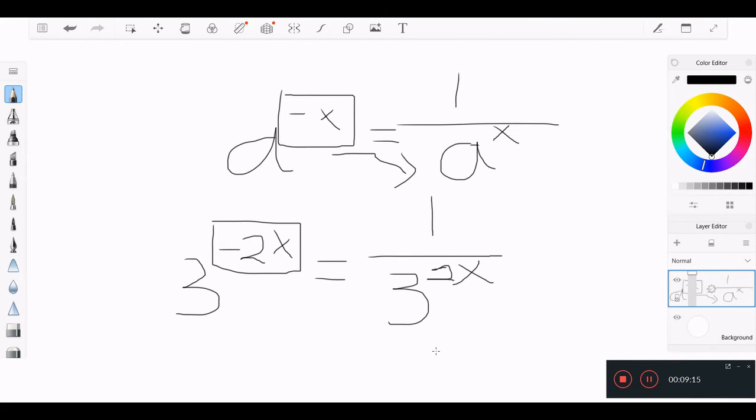Alright, I give another one. So when you have the power of negative x, what do you get? Yes, you get 1 over 4x. Alright, it's very simple.